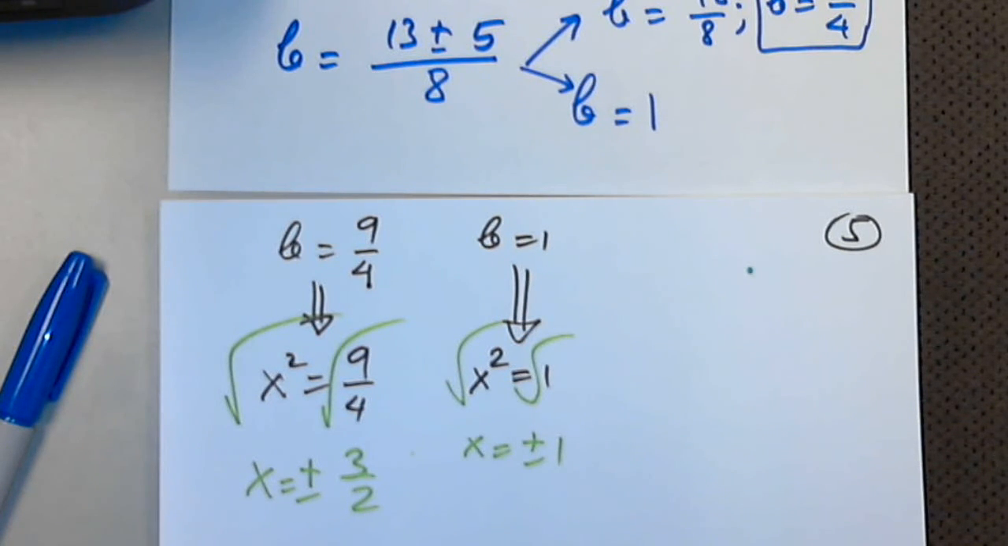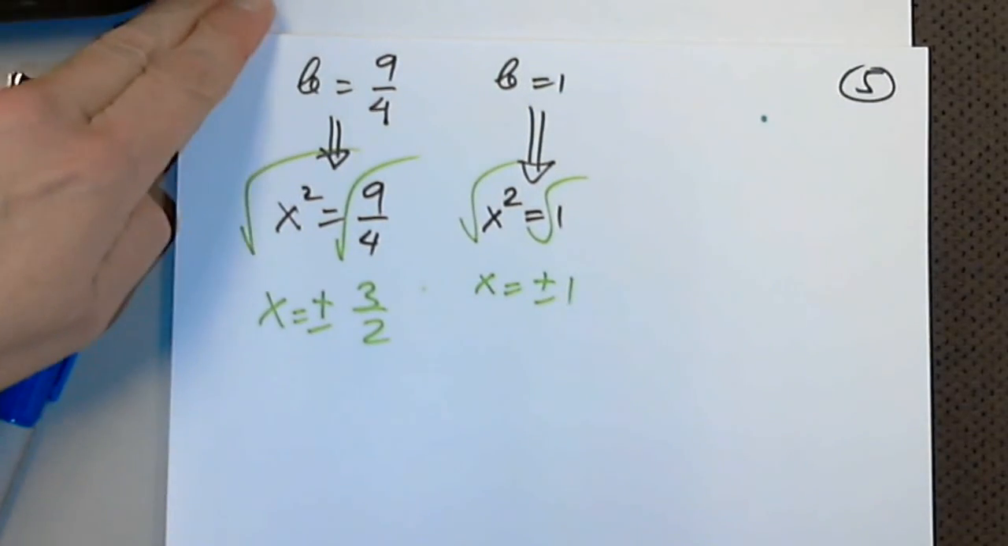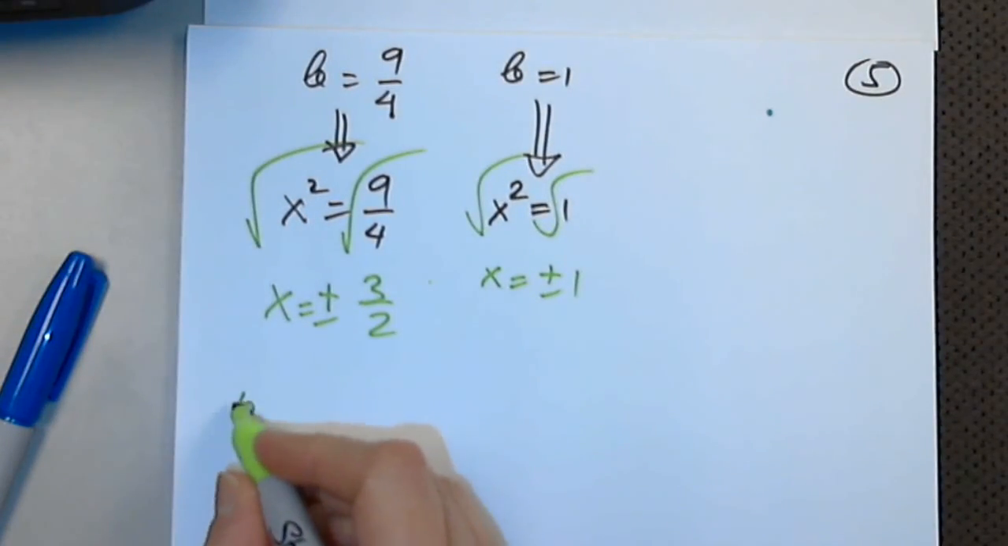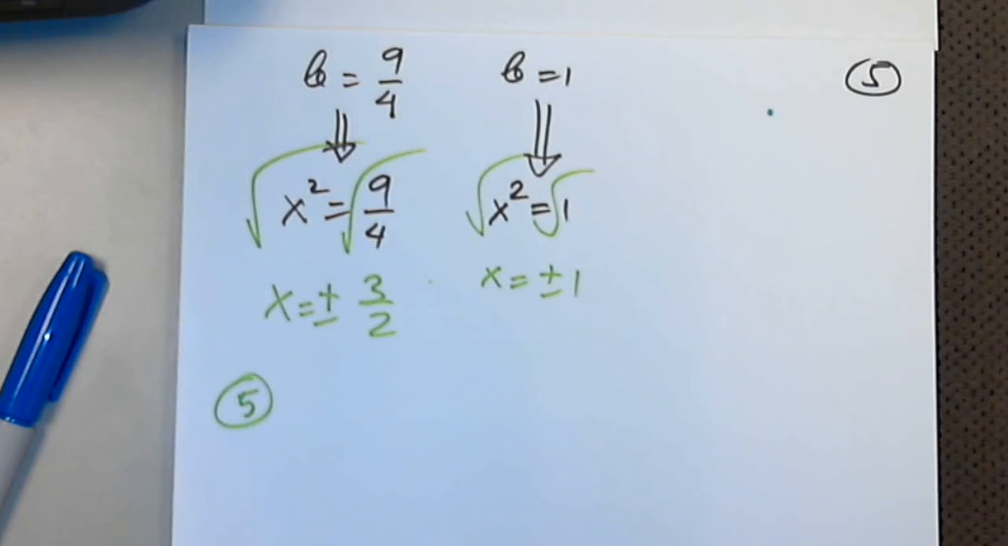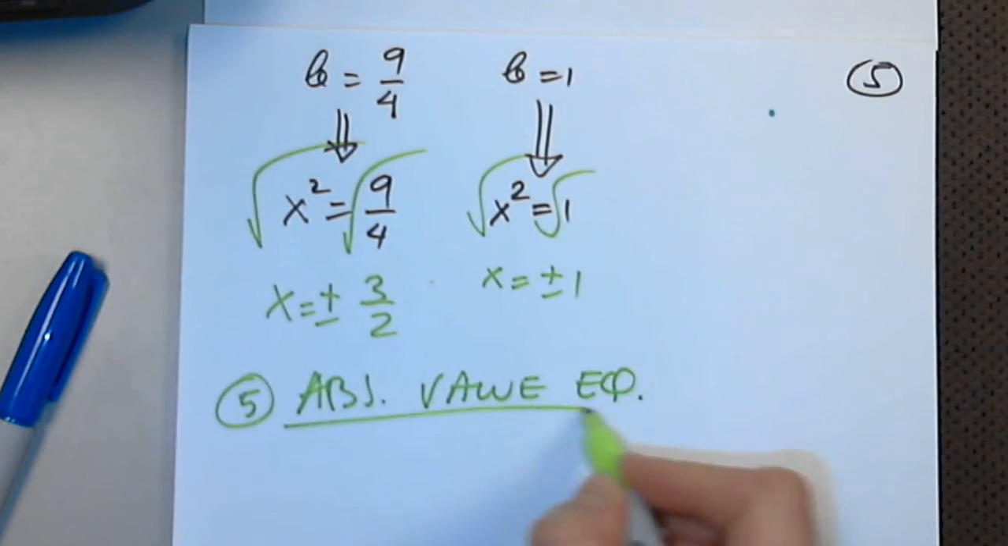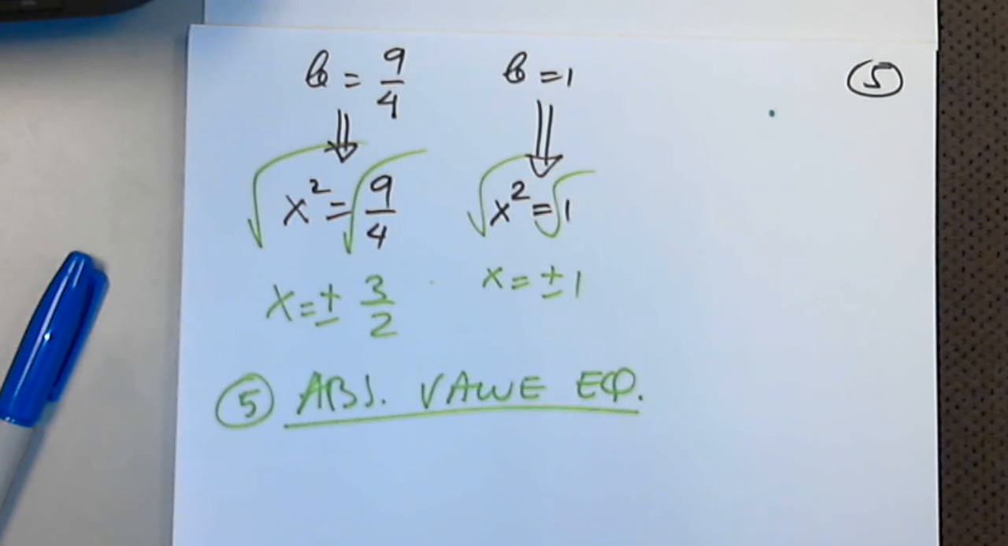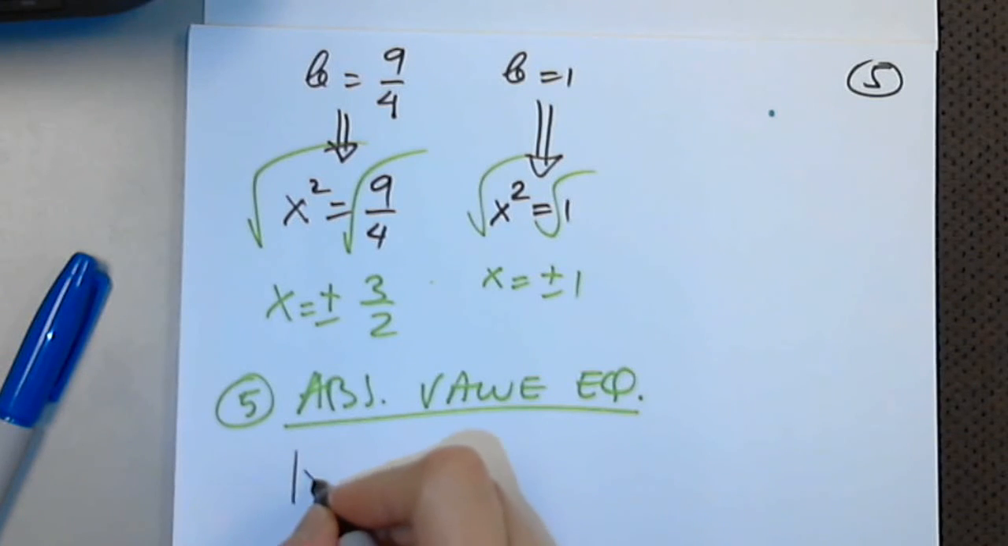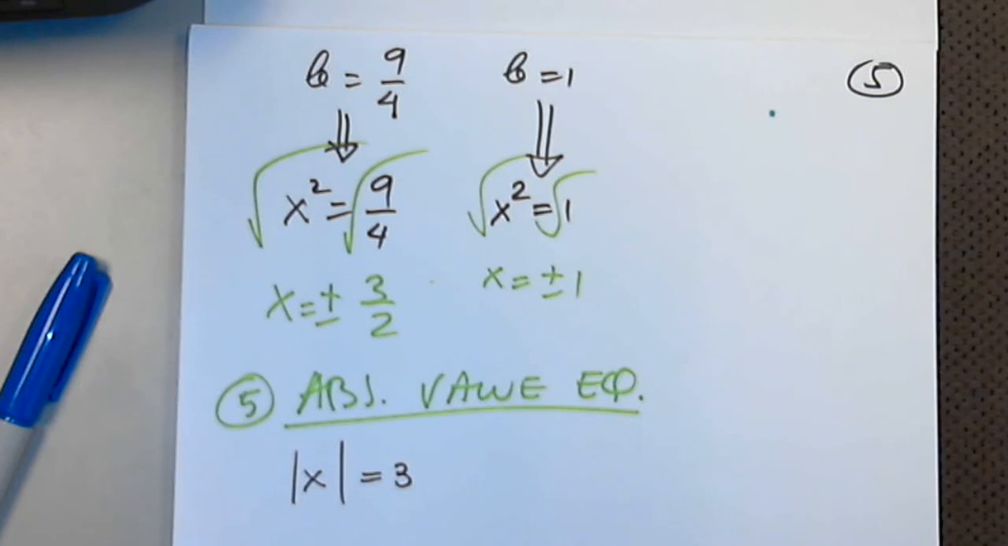Last type is absolute value equations. I shouldn't say the last, because it's also literal equations. So absolute value. Okay. There are 2 possibilities when it comes to absolute value inequalities, but only one with absolute value equations. So I'm going to just give a very simple example. The absolute value of x equals 3.